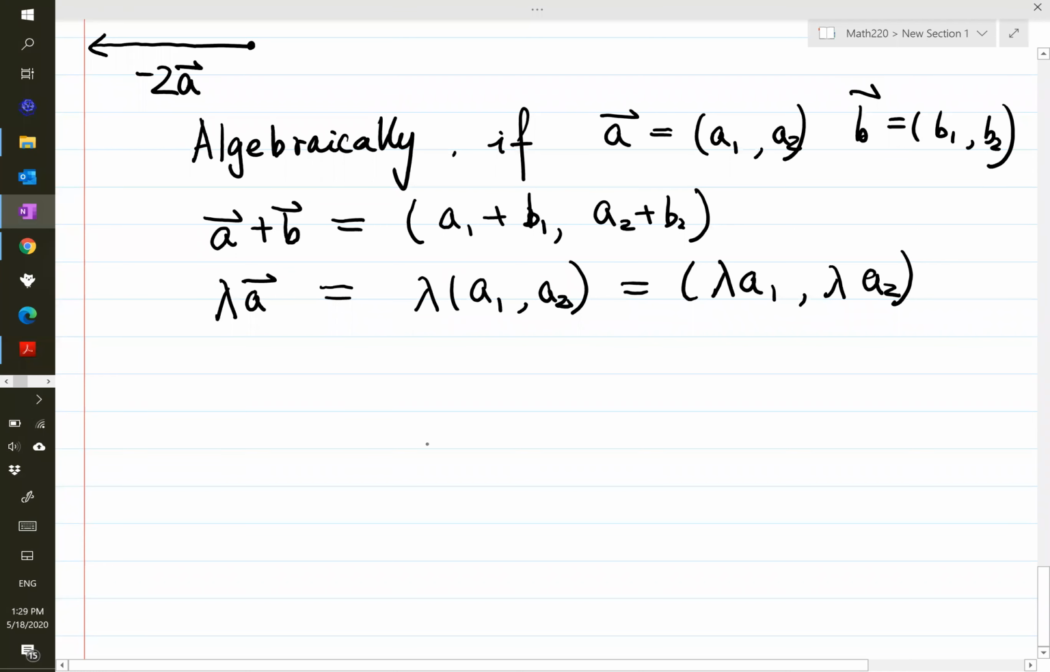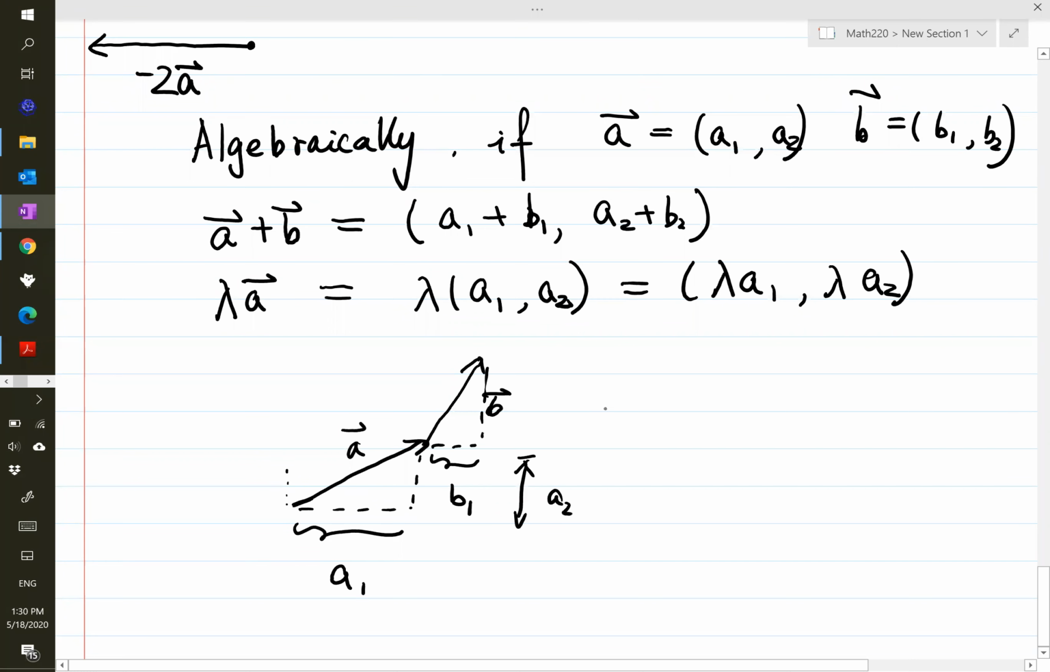Suppose this is the vector A. Now we can decompose it into horizontal and vertical parts. Suppose this is B. Okay, this is B. This horizontal part is A1. Now this part is B1. This vertical part is A2, and this vertical part is B2.